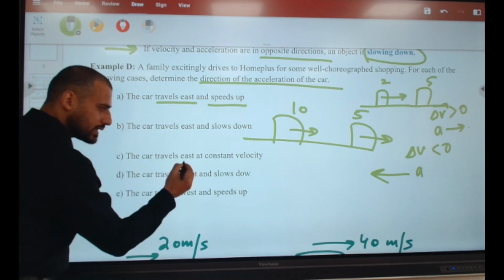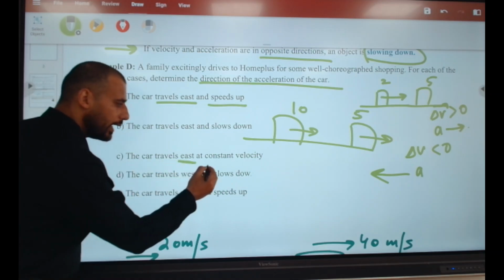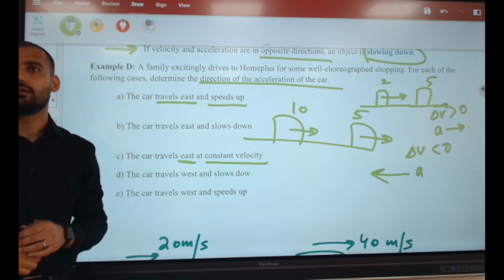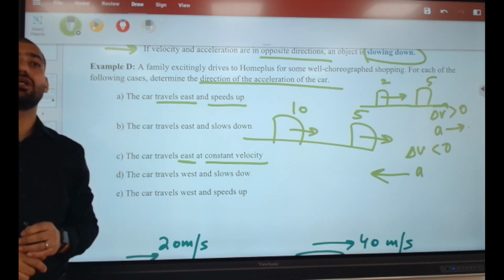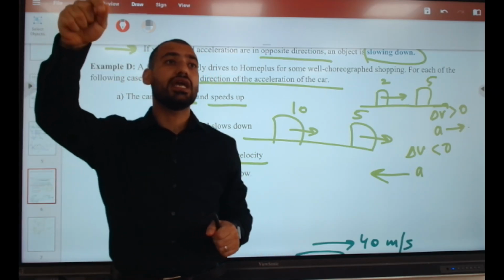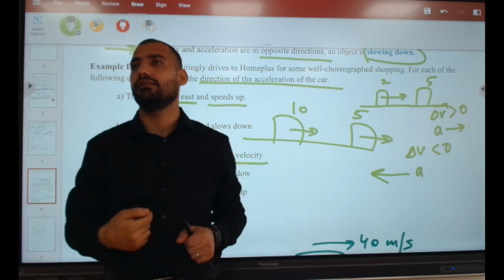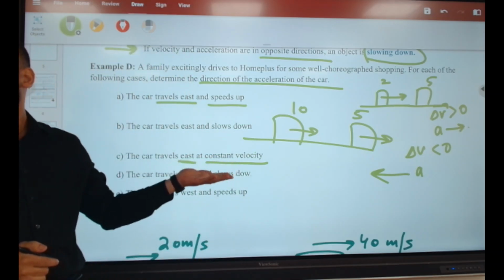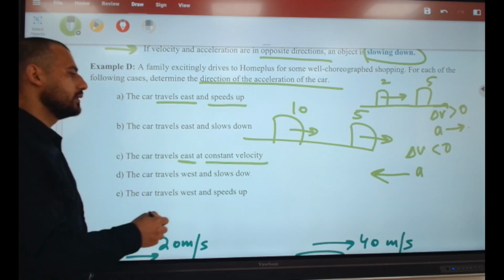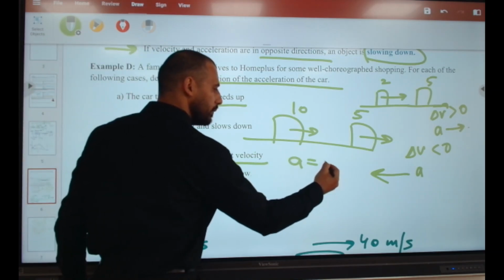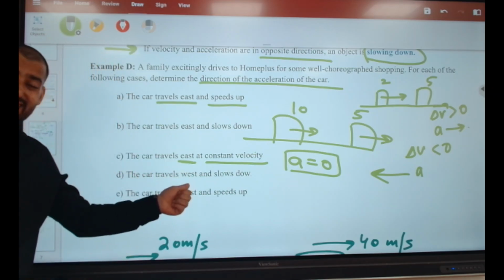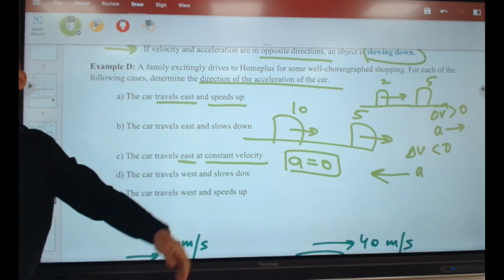A car travels east with constant velocity. There is no acceleration. Very good. Because what did I say? The basic definition of acceleration is the change of velocity per unit time. But there is no change, there is a constant velocity. So when there is constant velocity, the acceleration of the body will be 0. Very good.